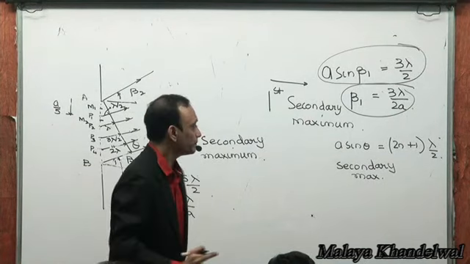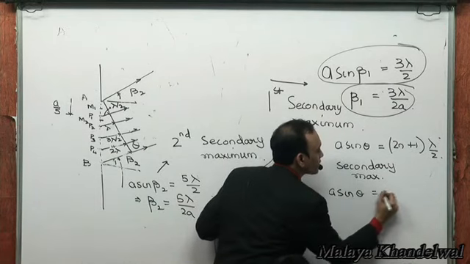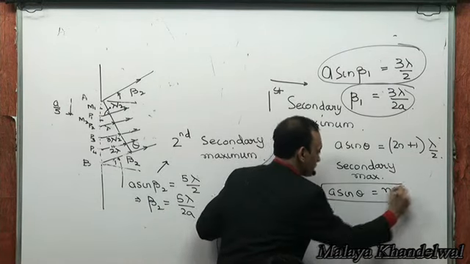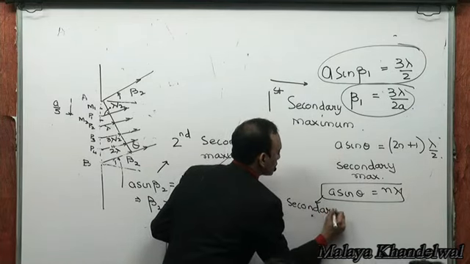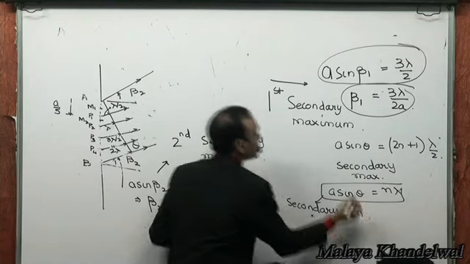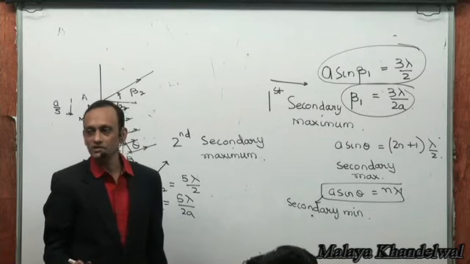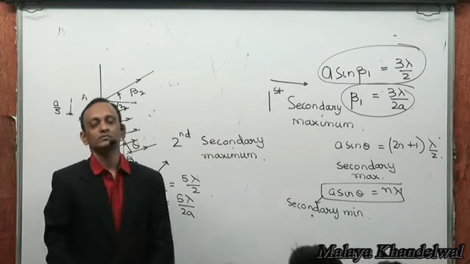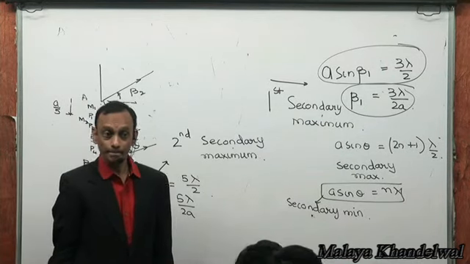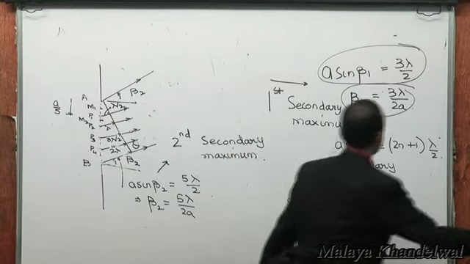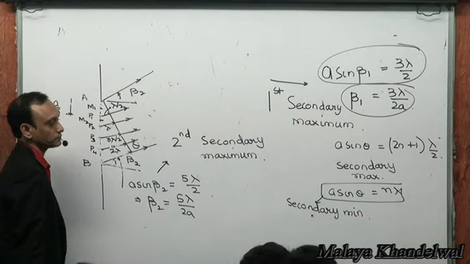Yes or no? Right? And A sine theta equal to n lambda will give me secondary minima. n equal to plus minus 1, plus minus 2, etc. will give me secondary minima of various orders. Right? No issues, right?